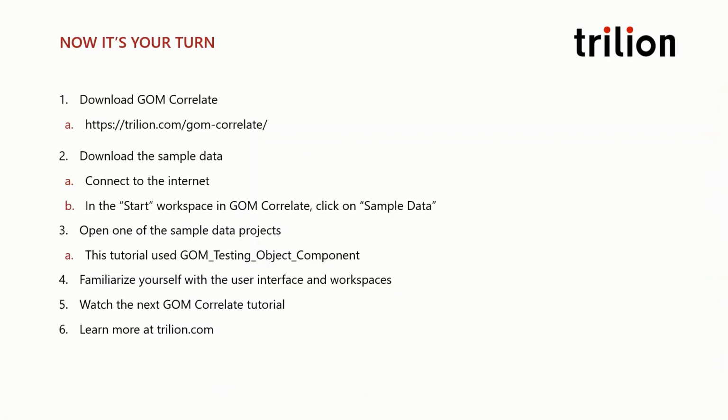Now it's your turn. Start by downloading GOM Correlate for free from the following link. You can then download the sample data for this tutorial by clicking on Sample Data in the Start workspace of the software. You will need an internet connection in order to download the sample data. Once this is downloaded, you can open the sample project using this tutorial and continue to familiarize yourself with the user interface and workspaces of the software.